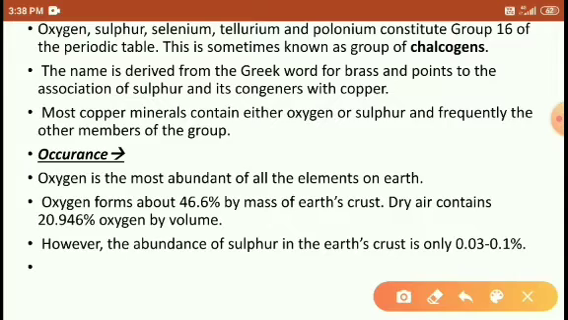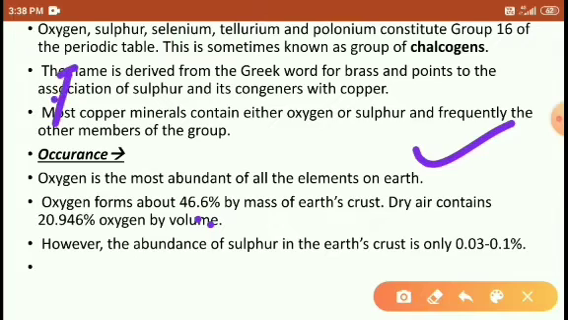Occurrence: oxygen is the most abundant element on the earth. Oxygen forms about 46.6% by mass of the earth's crust. Dry air contains 20.946% oxygen by volume. However, the abundance of sulfur in the earth's crust is only 0.03 to 0.1%. Okay, so this is the abundance of oxygen, students. It is present in the atmosphere and also in the earth's crust as 46.6%.